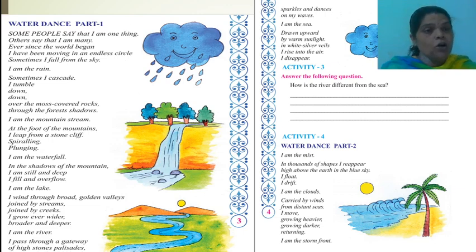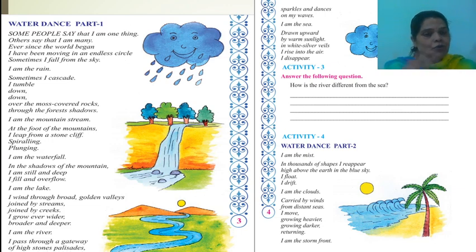Drawn upward by warm sunlight in white silver whales, I rise into the air and I disappear. Then I am drawn upward. मैं ऊपर चला जाती हूँ. कैसे? By the warm sunlight. जब मेरे ऊपर sunlight पड़ता है, मैं ऊपर चला जाता हूँ. And in the white silver whales, I rise into the air. Then I mix up with the air. I become what? I become the water vapor.